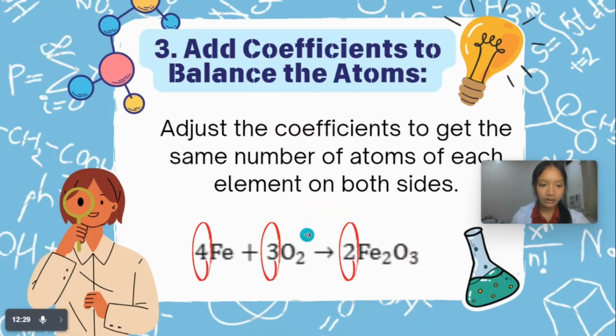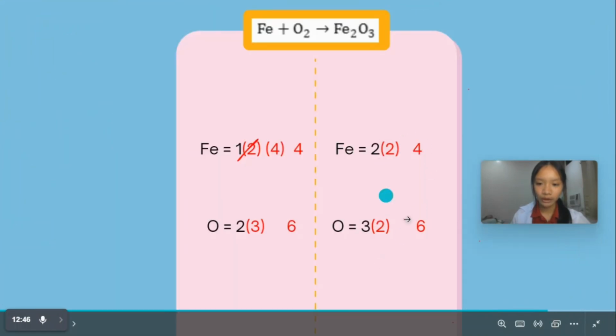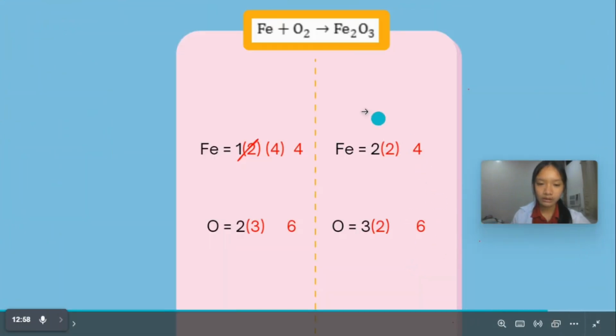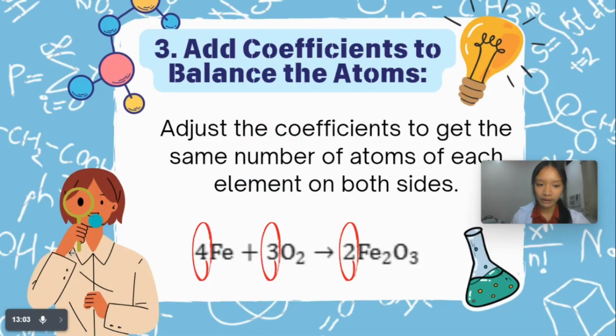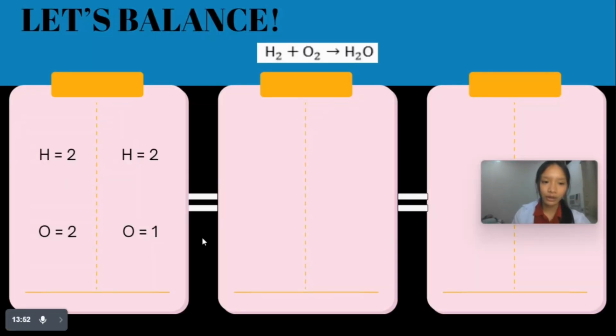So, finally, let's multiply the compound's coefficient, which is 2, by each element's subscript. So, 2 times the subscript of iron, 2, equals 4, and that is correct. Then, 2 times the subscript of oxygen, which is 3, equals 6. And this ensures that the given chemical equation is now correctly balanced. So, let's balance this equation.